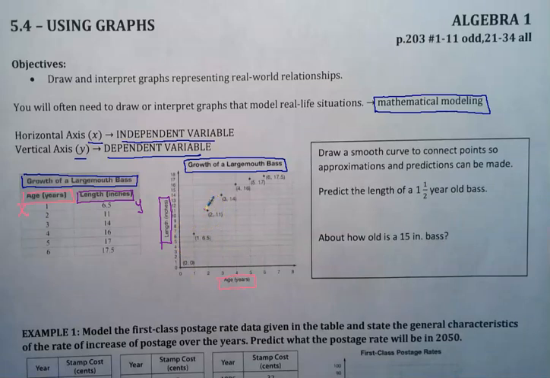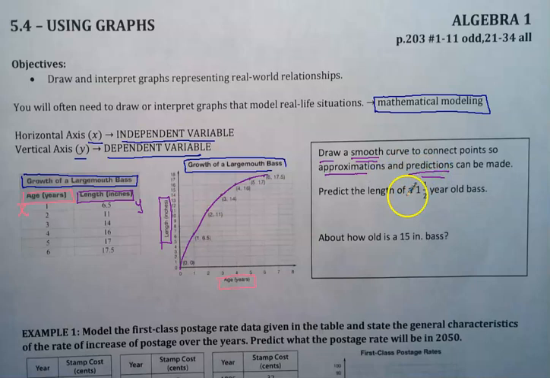Now, the next thing we're going to do is it says draw a smooth curve to connect the points, so approximations and predictions can be made. So we want to draw a smooth curve. Notice we're going to start at 0, 0 here and just do a smooth curve to connect those points. I guess I went a little further than I needed to, but it's okay. The whole point was so we can look at some approximations and predictions.